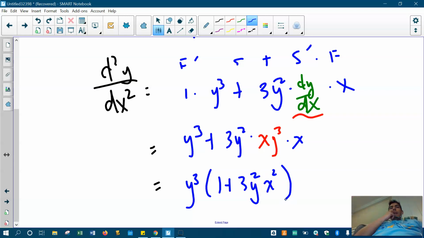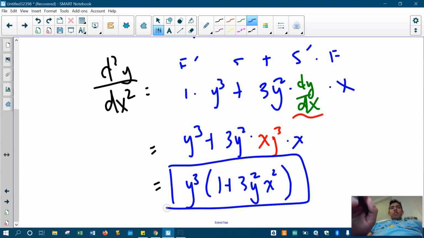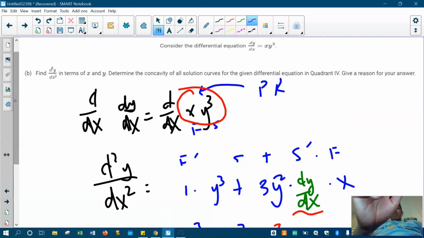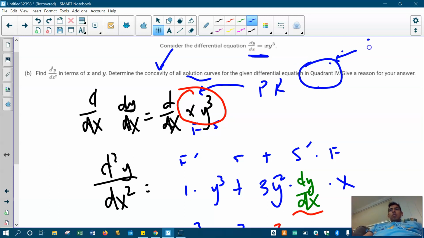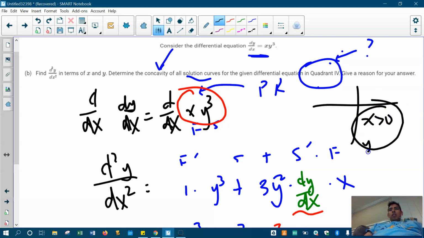You can check that. Now that's my second derivative, so that was the first part that I needed to answer of this question, part B. Now, the long sentence here. Determine the concavity, okay, that's why they made me do the second derivative, of all solution curves for the given differential equation. Okay, so determine the concavity for any function given this differential equation. In quadrant 4, oh, that's a weird one. Okay, quadrant 4 is going to be this one. Positive x, negative y. Okay, and then give a reason for your answer.